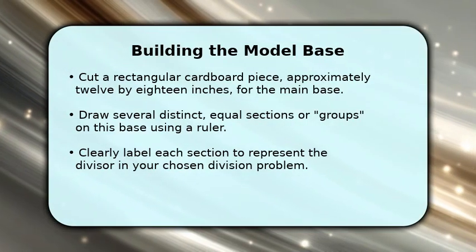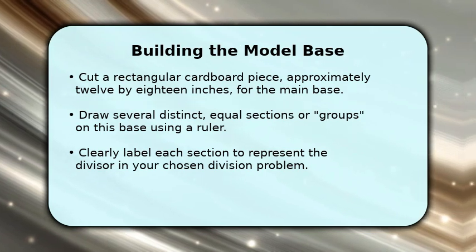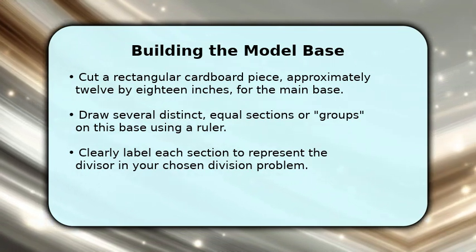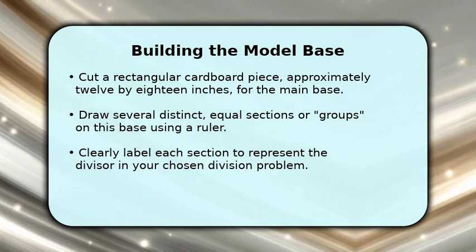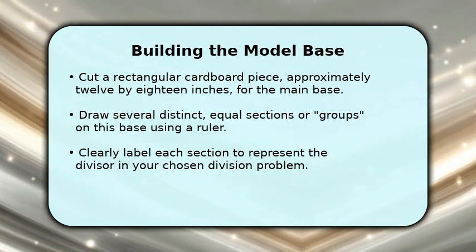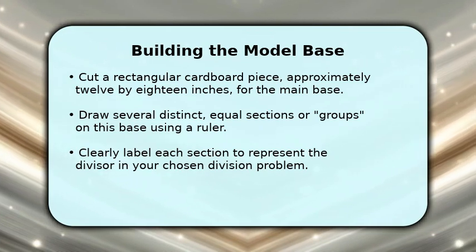Now, let's construct the base of your division model. Cut a rectangular piece of cardboard, roughly 12 inches by 18 inches, to serve as your main surface. Using a ruler and marker, draw several distinct, equal sections on this base. These sections will represent the number of groups you are dividing into. Label each section clearly to indicate the divisor.